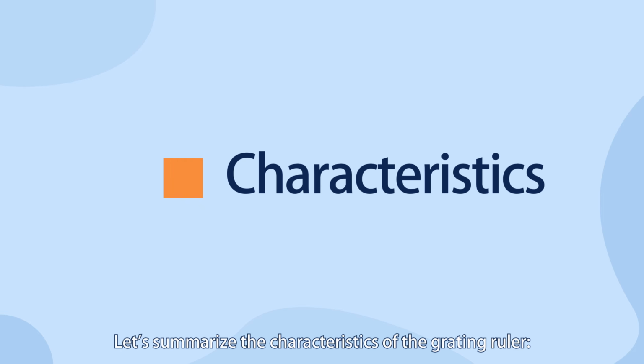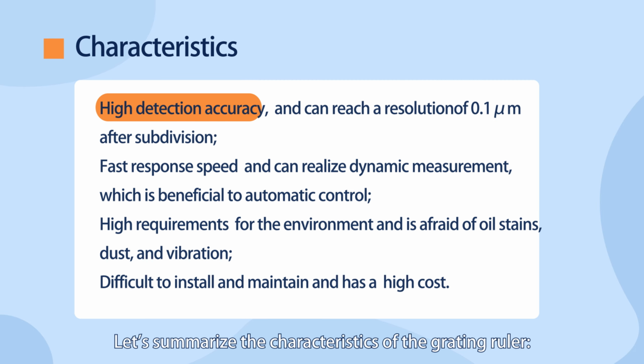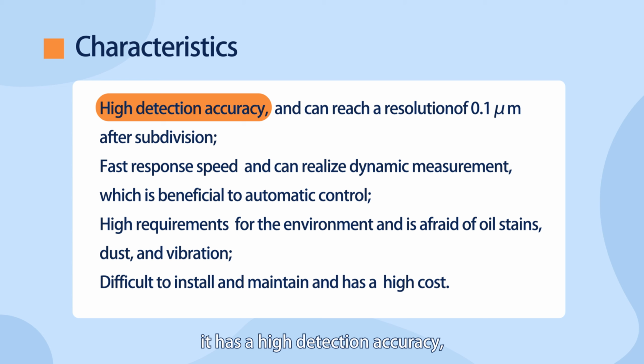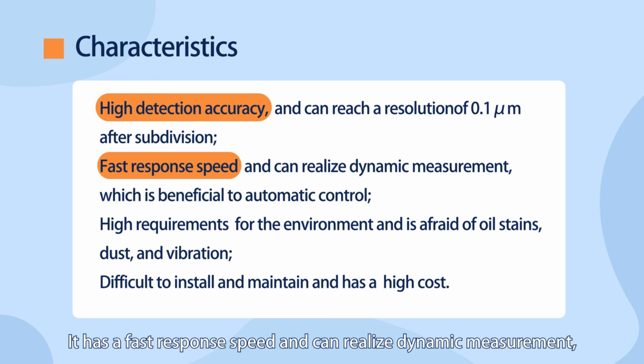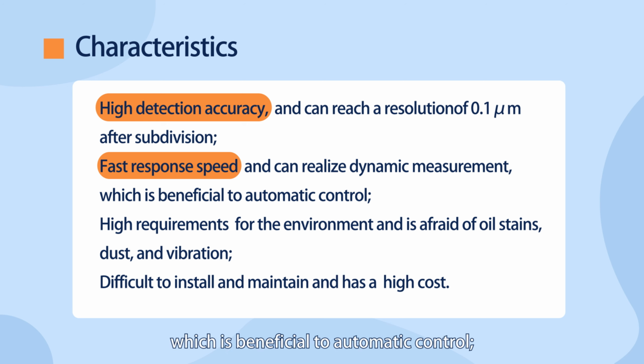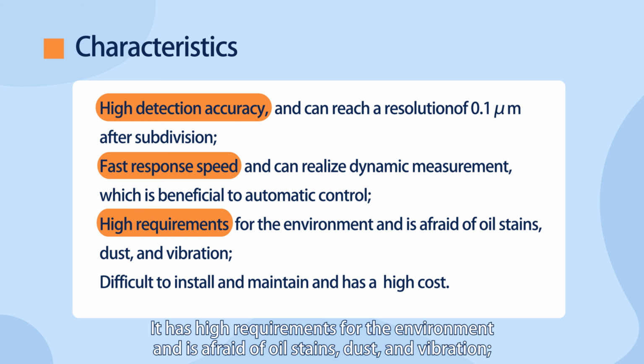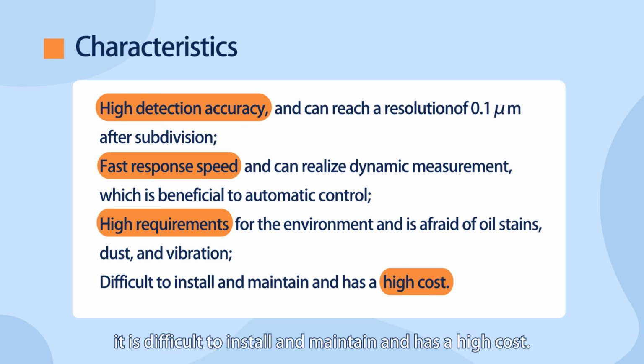Let's summarize the characteristics of the grating ruler. It has a high detection accuracy, and can reach a resolution of 0.1 micron after subdivision. It has a fast response speed and can realize dynamic measurement, which is beneficial to automatic control. It has high requirements for the environment and is afraid of oil stains, dust, and vibration. It is difficult to install and maintain and has a high cost.